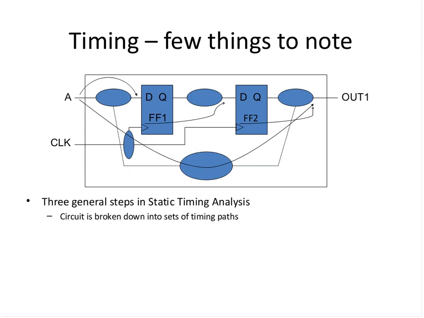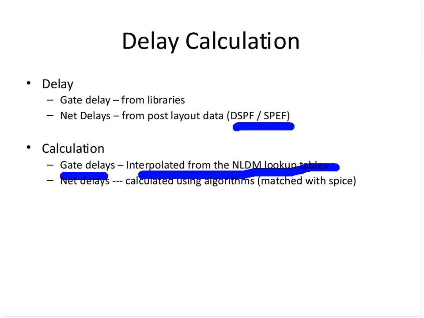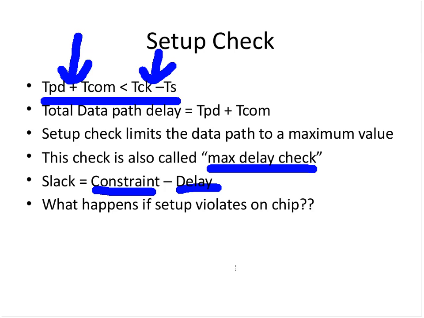Let's go back to the corner based STA. Worst case corner is setup critical. That means this is the corner which would be bad for setup. You have to make sure that setup works in this corner. So just by looking at this equation, we are able to deduce that setup check is a maximum value check, and it is most critical at the worst case.